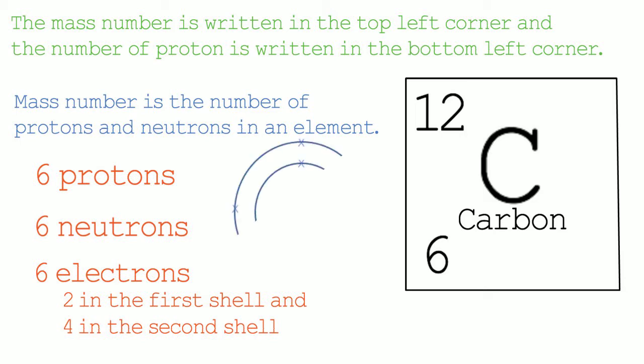So if we were to draw a diagram of what our carbon atom would look like, we would have the nucleus in the centre, which would have 6 protons and 6 neutrons. We would then have 6 electrons. There will be 2 electrons in the first shell and 4 in the second shell. We are indicating electrons on the diagram by the little crosses, and the shells are indicated by the circles.